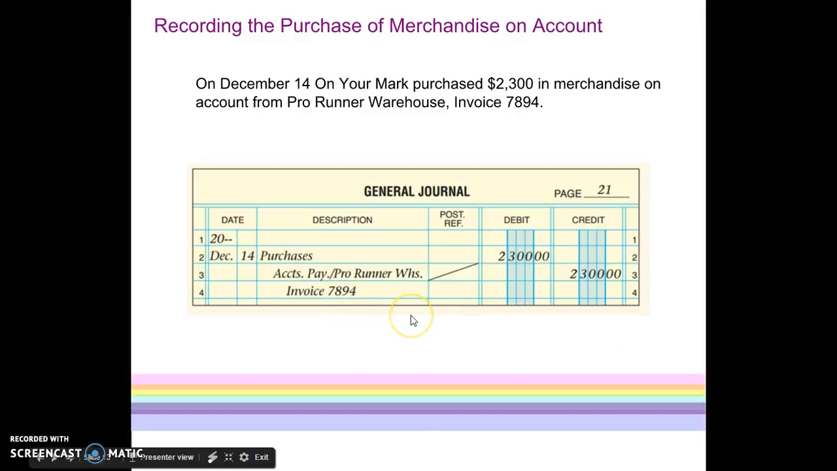If we put it in the general journal, we list it this way: purchases debit $2,300, accounts payable / ProRunner $2,300. This slash in the post reference column indicates that this number right here, this 2,300, is going to get posted into 2 places. It gets posted into the accounts payable controlling account and the ProRunner subsidiary account. Invoice 7894 is our source document.